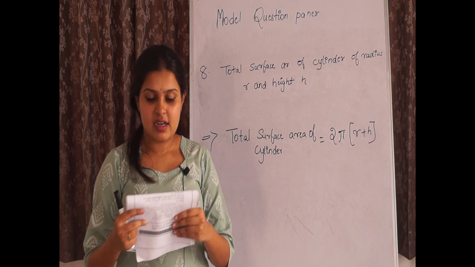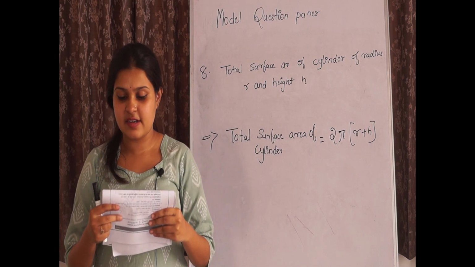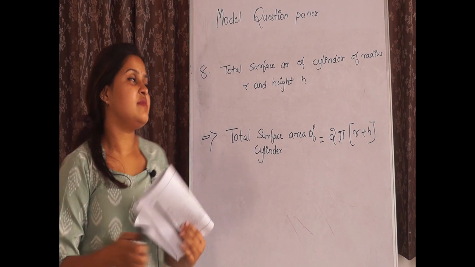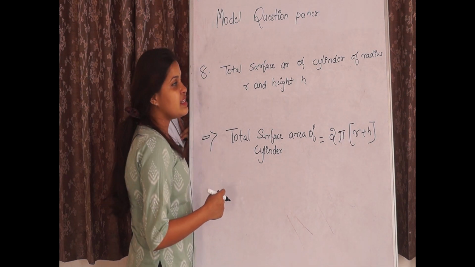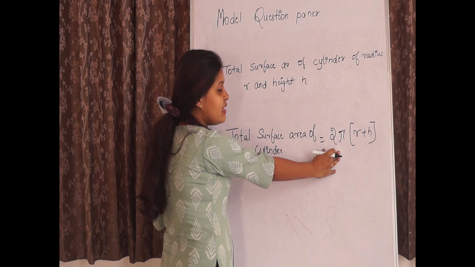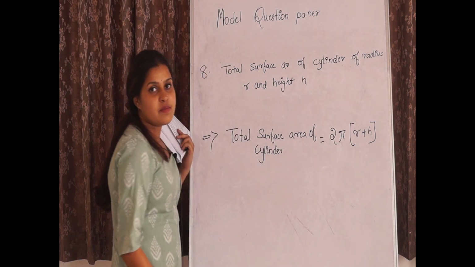Write the formula to find out the total surface area of a cylinder of radius r and height h. Let's see the formula for the total surface area of a cylinder. The formula is 2 pi r (r + h).